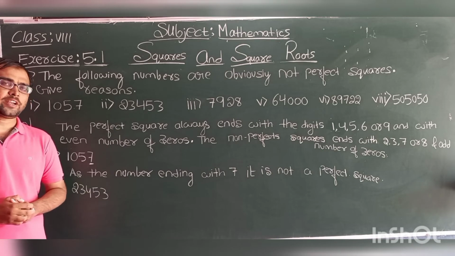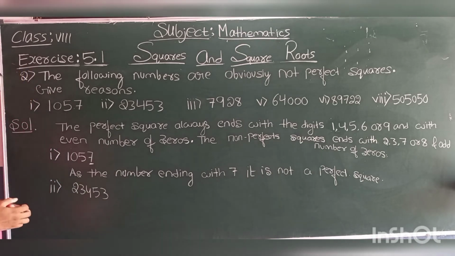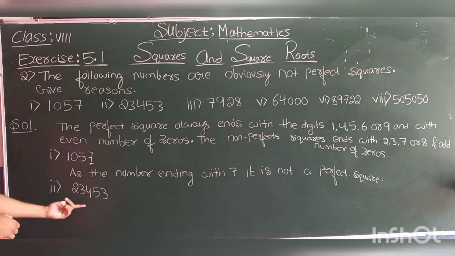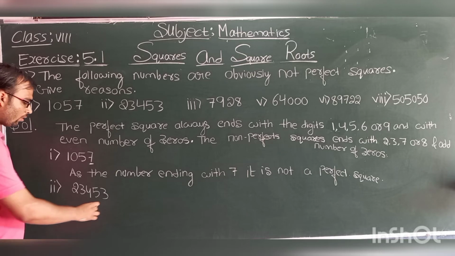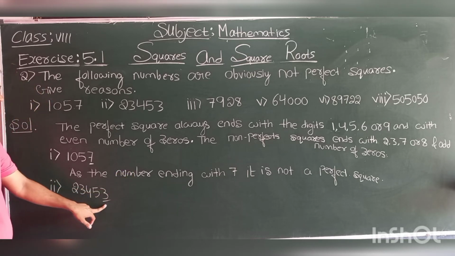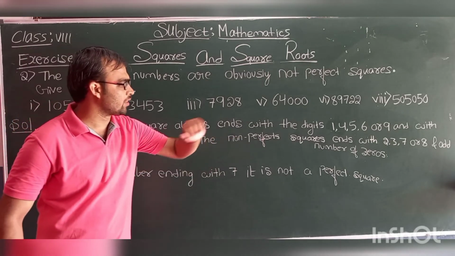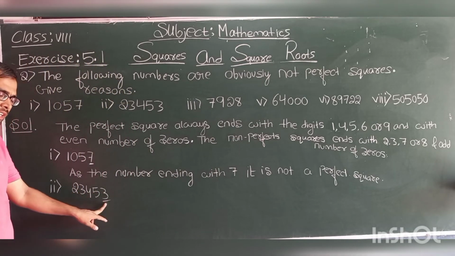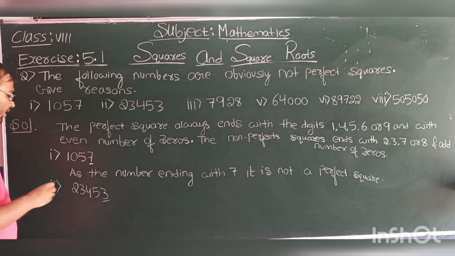Now let us solve the second question, students. Okay, so what have they given? 23,453. This is also not a perfect square and we need to give the reason. So look here, students. This number is ending with 3. So if numbers end with 2, 3, 7 or 8, and as this number is ending with 3, this is not a perfect square. Okay, you can write this.